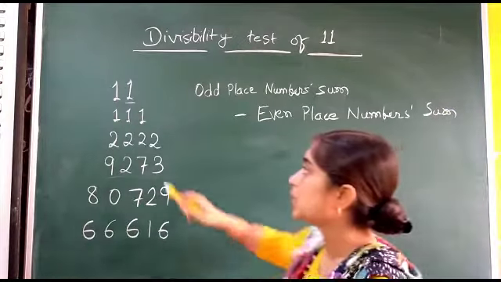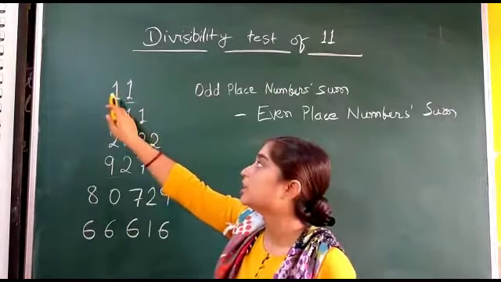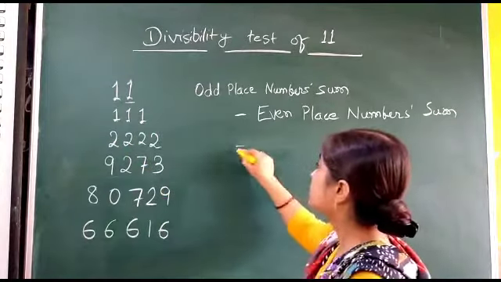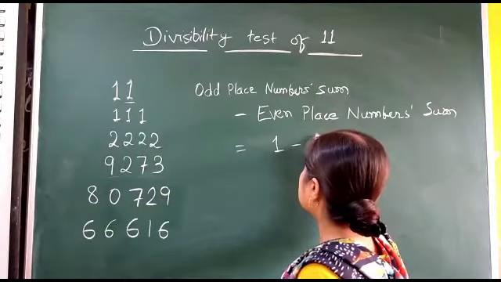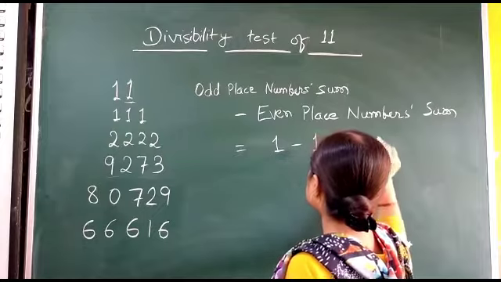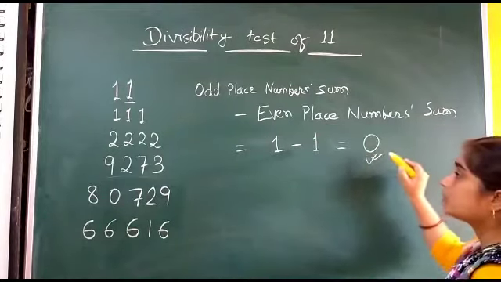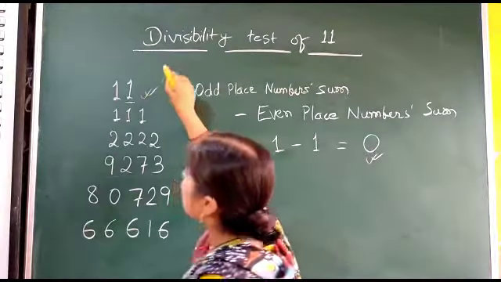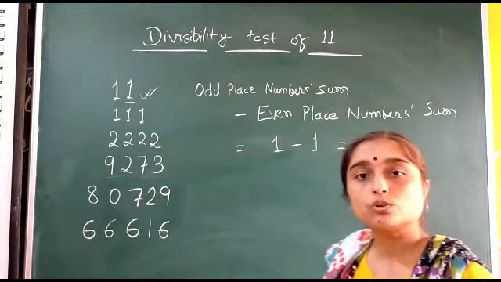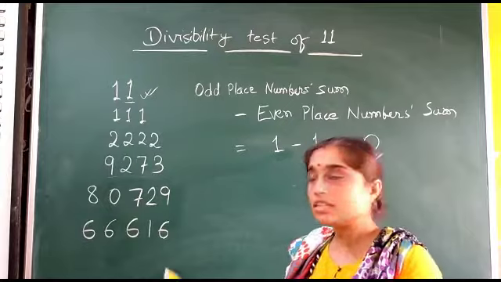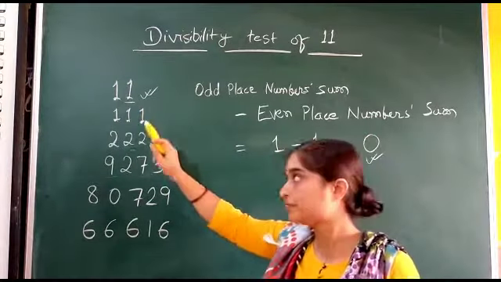Now here is only one odd place number and one even place number. So it is 1 minus 1 is equal to 0. Now since the answer is 0, therefore this number is divisible by 11. All of us know that 11 ones are 11. This means it is divisible by 11.